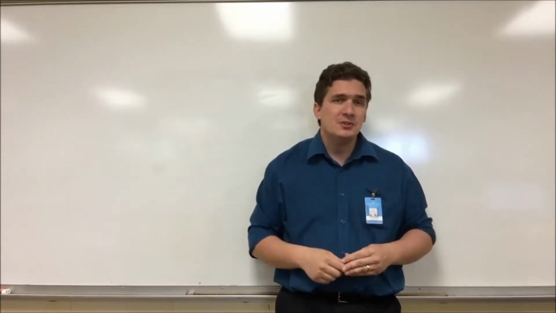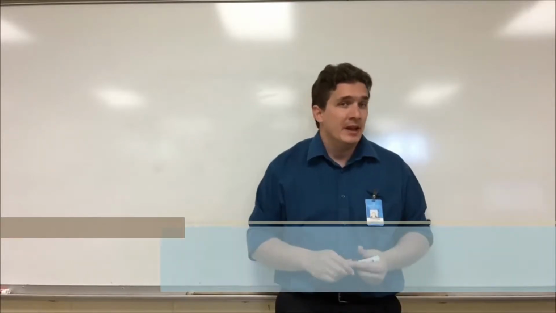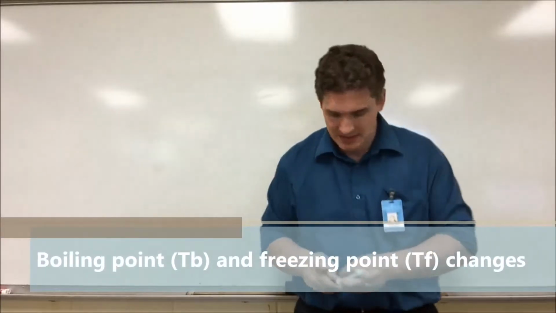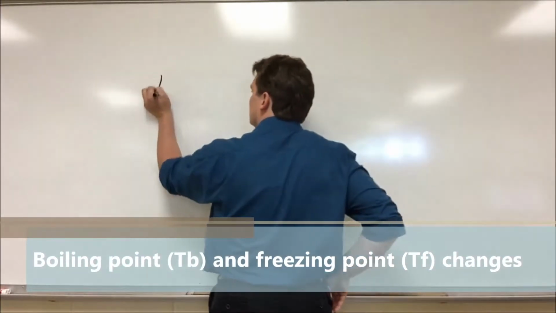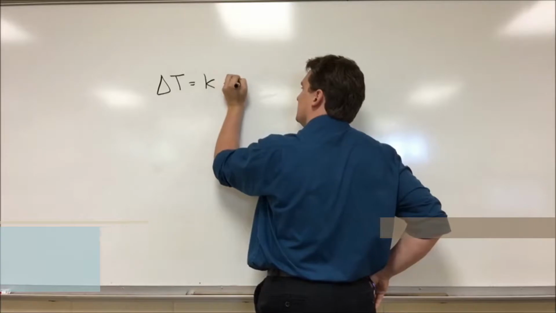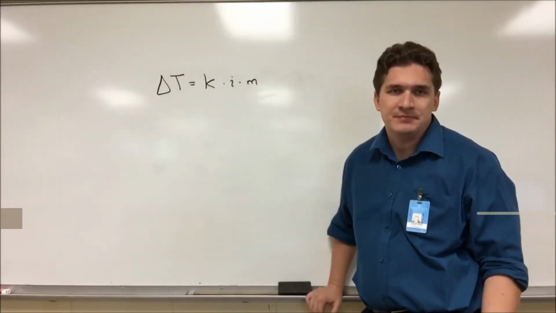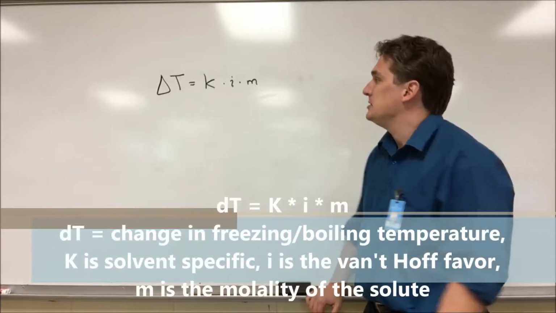So the first colligative property we're going to talk about is boiling point and freezing point changes when you mix something in. And there's a very simple formula for this. Delta T equals K times i times little m. So delta T equals kim. What are our terms in this equation?